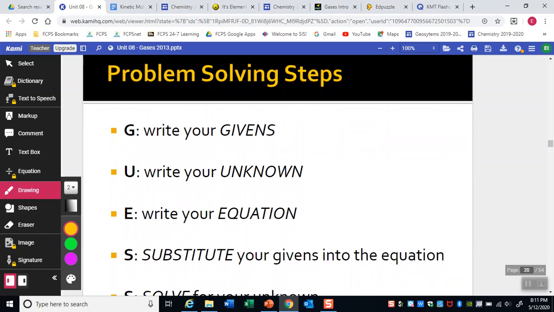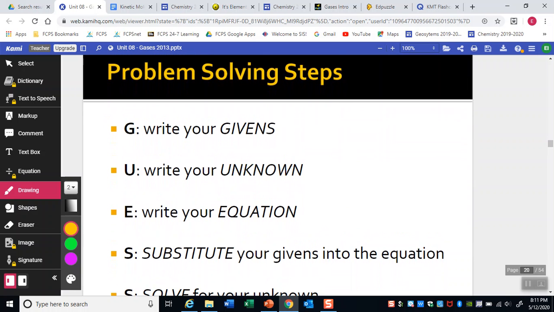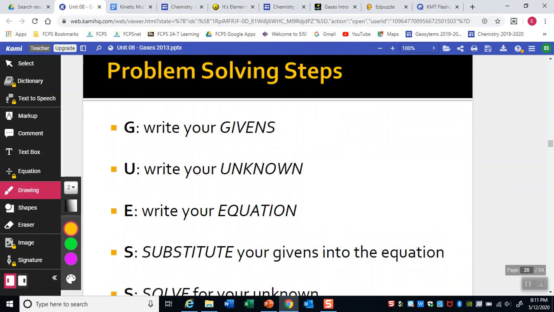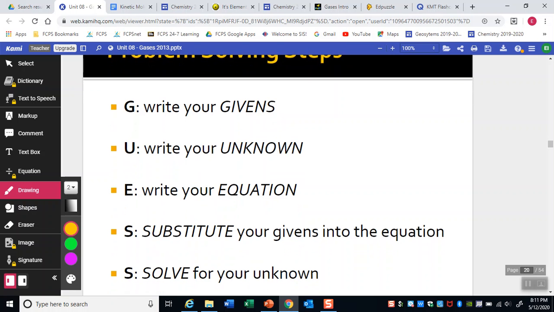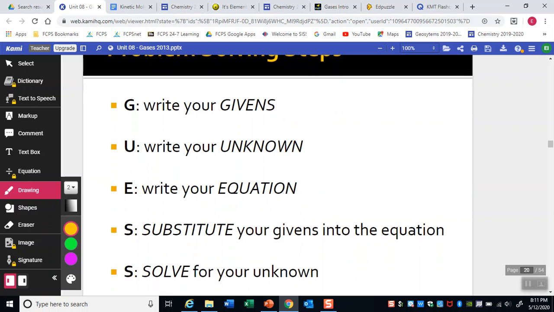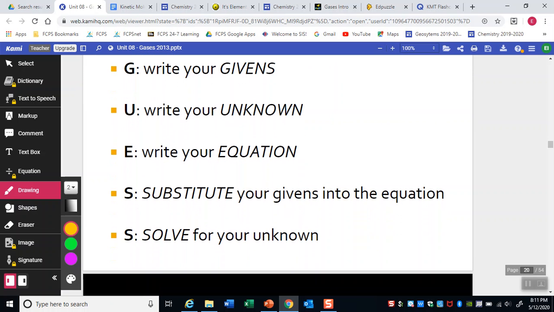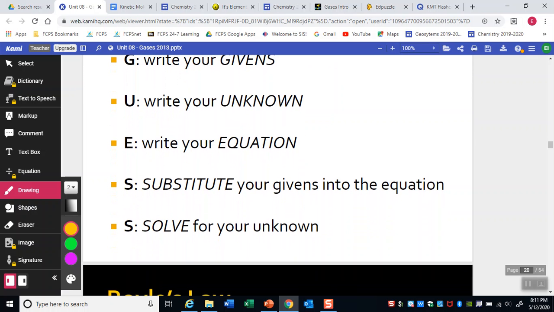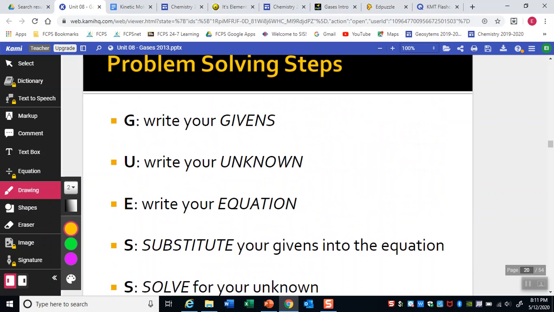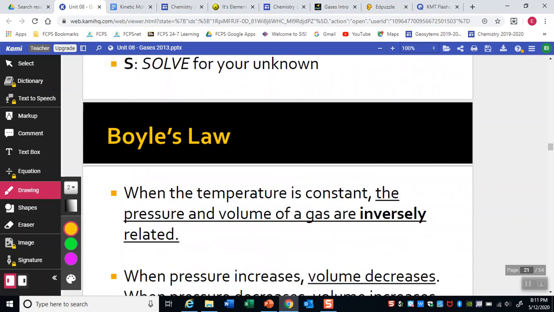So we're going to be solving problems, and we have a little system here. Similar to when we were doing dimensional analysis, you always start with what you're given. And then you focus on what is unknown. What are you trying to find? The nice thing about this is that you will have a formula. And so you use that formula to write an equation. You substitute into the formula, and then you solve for your unknown. So you just use your algebra. And this forms a little acronym called GUESS.